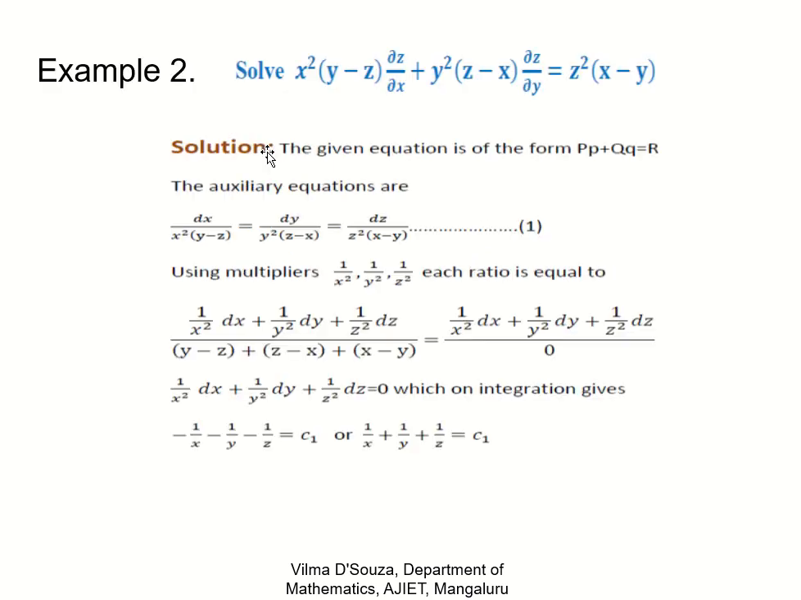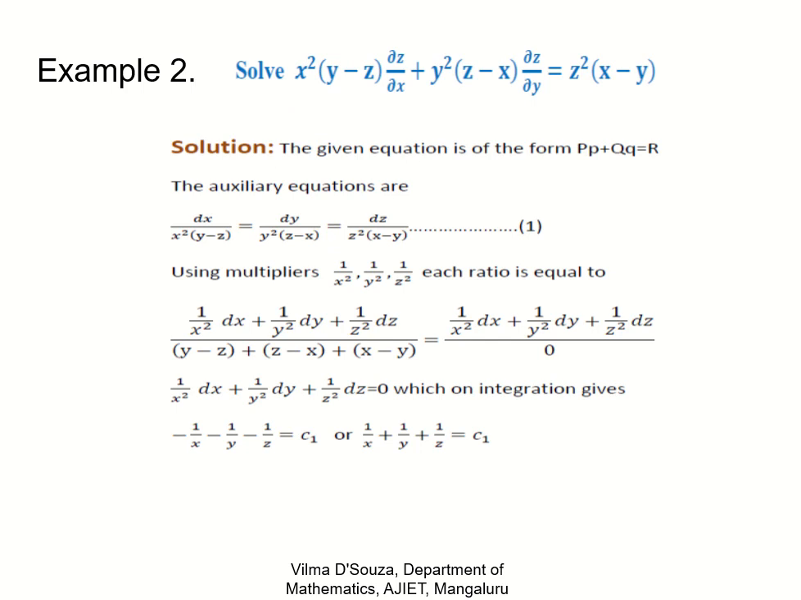We'll go to the next problem. Solve x square into (y minus z) dou z by dou x plus y square into (z minus x) dou z by dou y is equal to z square into (x minus y). So this is the equation of the form Pp plus Qq is equal to R. What is capital P? x square into (y minus z). What is capital Q? y square into (z minus x). And what is your R? z square into (x minus y).